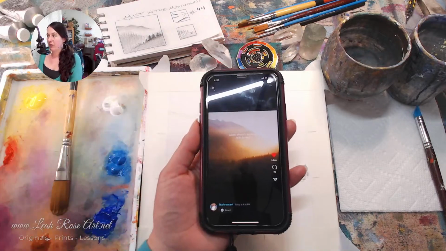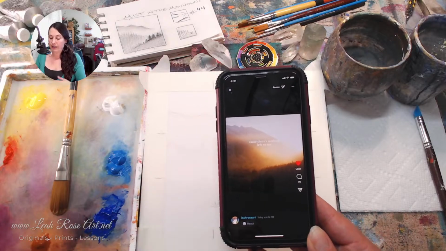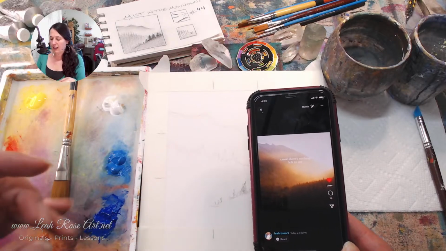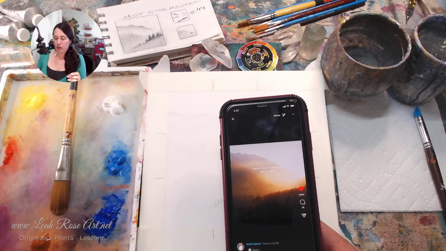So this is what we're looking at for our reference. It's soft, it's warm, and it's got a lot of transitioning colors throughout the whole thing. Now what this is lacking is a clear focal point.